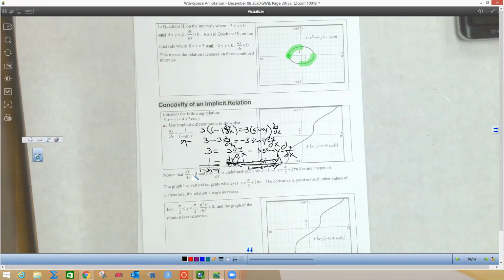Then it says dy/dx is never equal to 0, and that dy/dx is undefined when sine y is 1. So in other words, what makes the numerator 0? When does 1 equal 0? That's never. That's why it says dy/dx never equals 0, because the numerator is not 0. And then it wants to know, when would the denominator be undefined or equal to 0? If you got 1 minus sine y equals 0, that would make this undefined.